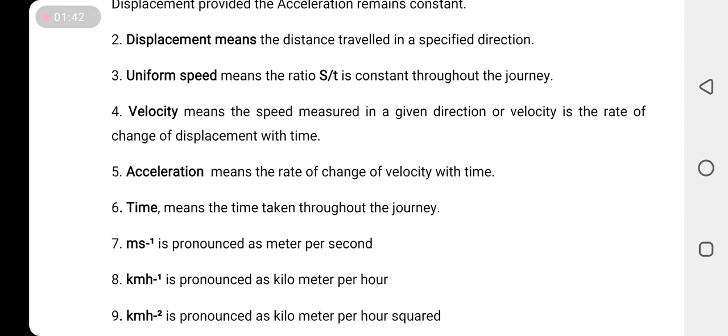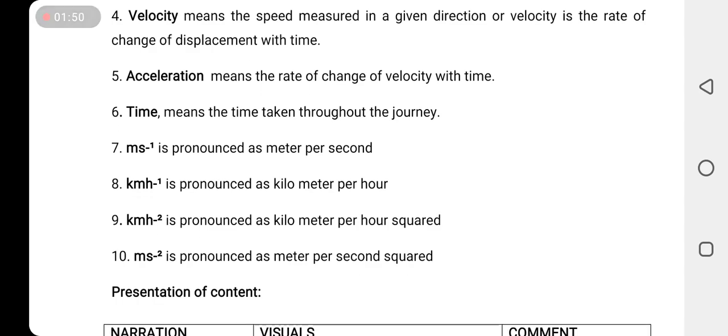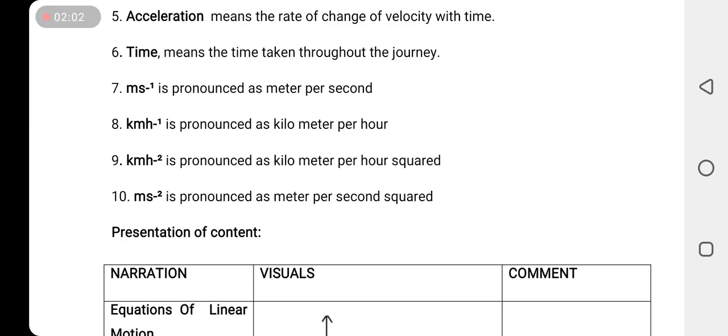4. Velocity, which means the speed measured in a given direction, or the rate of change of displacement with time. 5. Acceleration, which is the rate of change of velocity with time. 6. Time, which means the time taken throughout the journey.